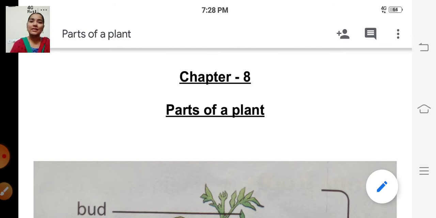So today we shall revise chapter number 8, parts of a plant. Two chapters we are having for our FA4 exam, isn't it? Parts of a plant and the human body. So today we shall revise parts of a plant.